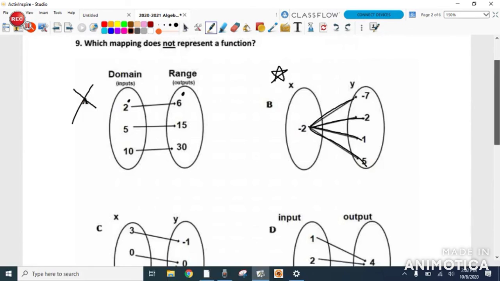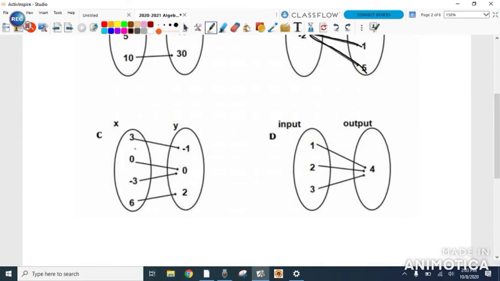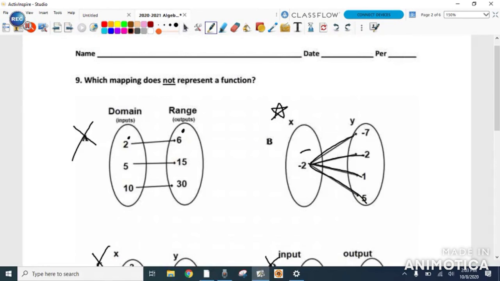C, 3 goes to -1, 0 goes to 0, -3 also goes to 0, and 6 goes to 2. Now, don't get confused here. Even though my x's went to the same y, that's still okay. This is still a function, so that won't be my answer. And lastly, same thing. I have multiple x's going to one y. That is okay, it is a function, so that is not what we're looking for. The issue is if I have one x going to multiple y values. That means it is not a function, so my answer is going to be B.